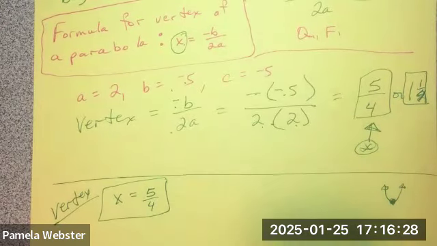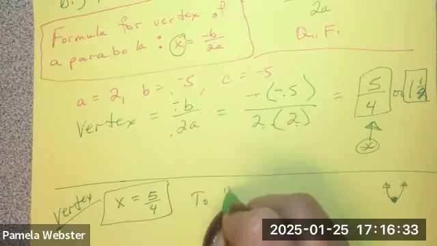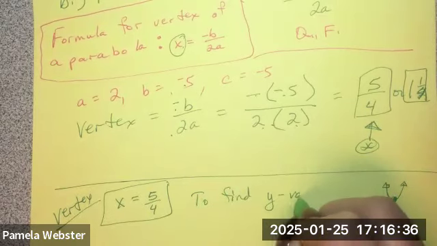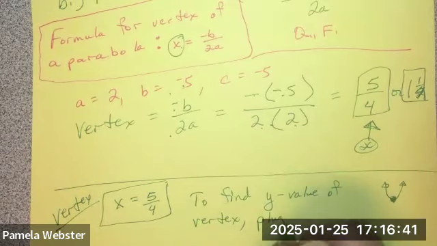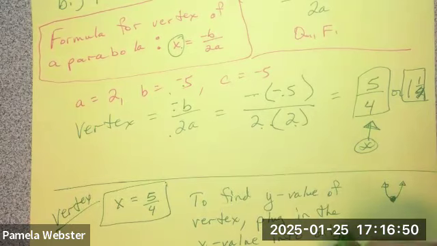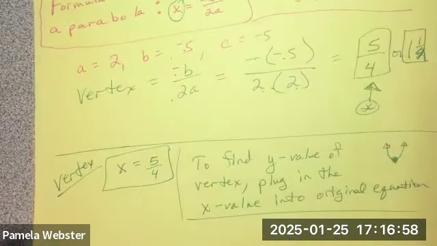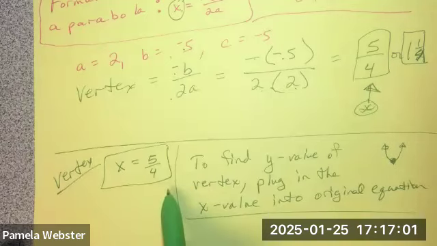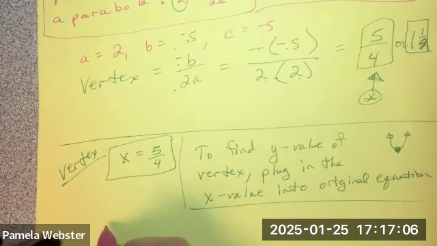So, how do I find the y value whenever I know an x value? The answer is, to find the y value of the vertex, plug in the x value into the original equation. I'm sorry, original equation is what I'm after. It's not a formula. So if I want the y value, I've got an x value. I just need to plug it in, right? Okay, so again, one more time.